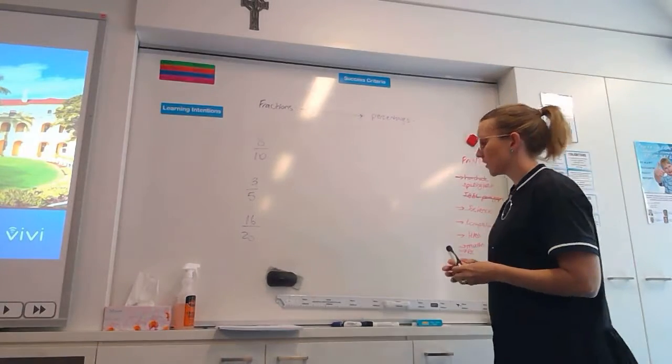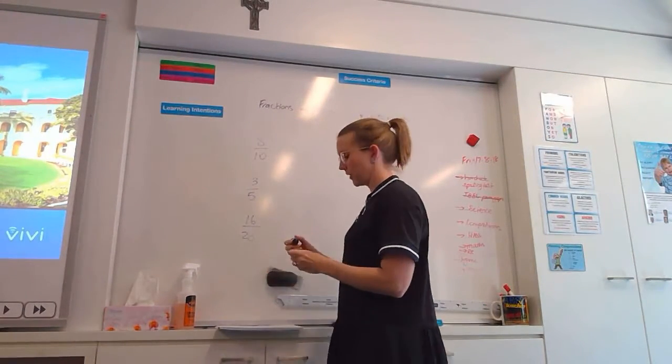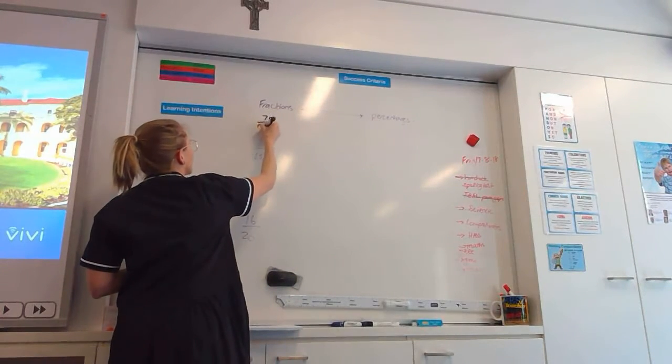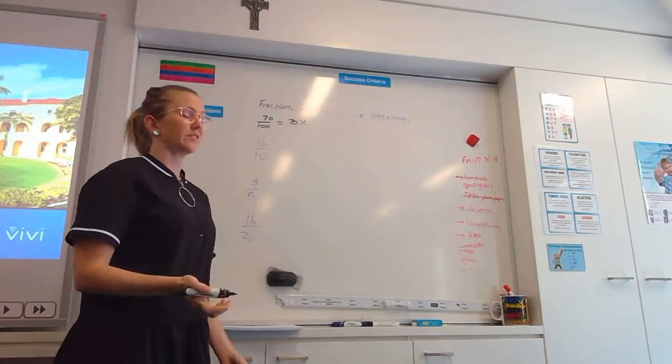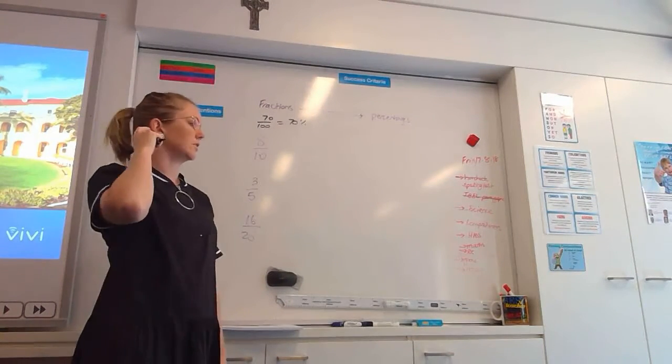Alrighty? So let's have a couple of examples. If your fraction is already out of 100, that's really easy. You don't actually really have to do anything to that except rewrite it as a percentage. It's already out of 100.